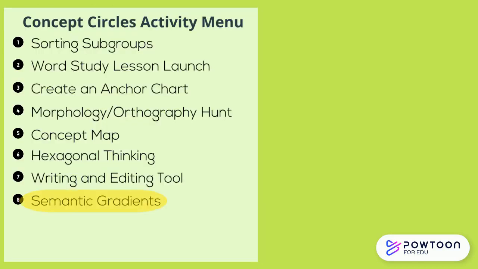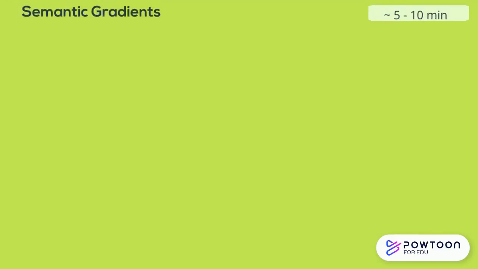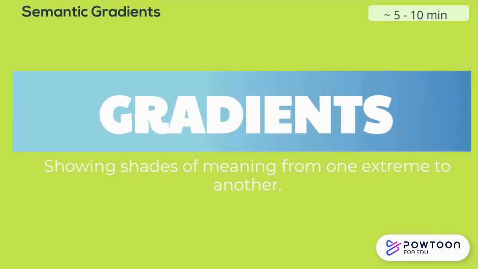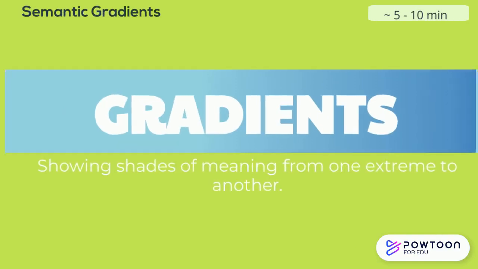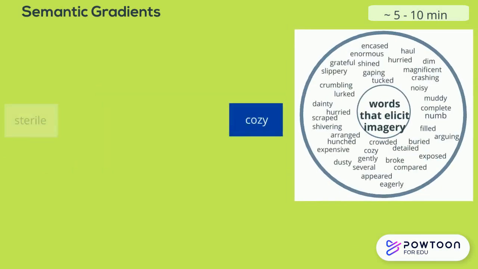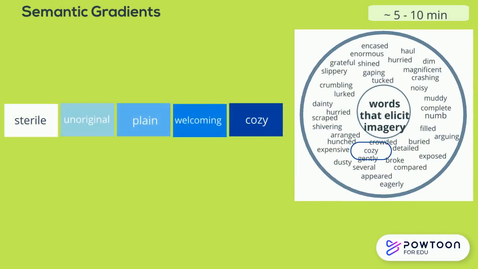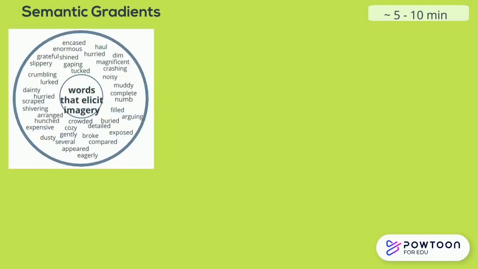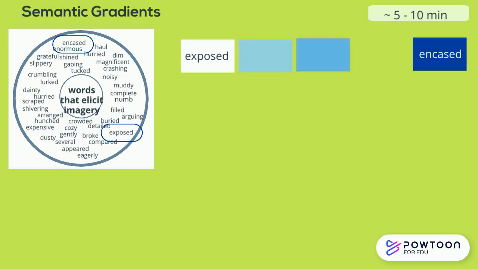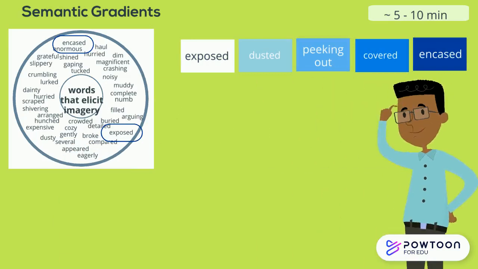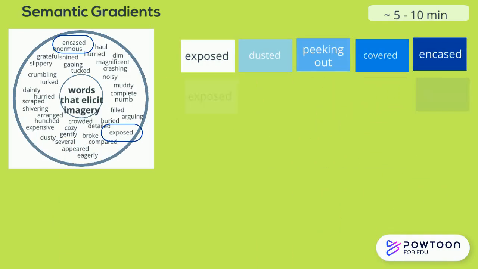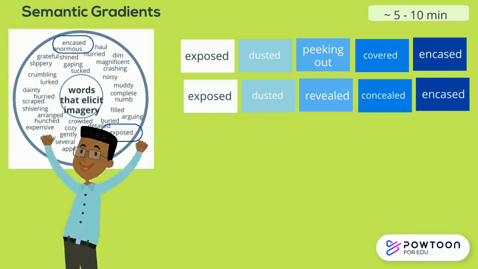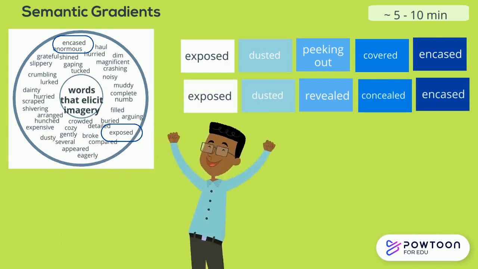Semantic gradients are created by students or groups of students to show the shades of meaning between two extremes. Sometimes, your circles will provide words on both ends of the spectrum. Other times, you may only see one extreme or the other. I may provide students with two antonyms like exposed and encased. Then, I will see if they can fill in the words that would make sense along the gradient. Push students not to use phrases, but instead work together to come up with one word for what they're trying to explain. This is a great example of student discourse.